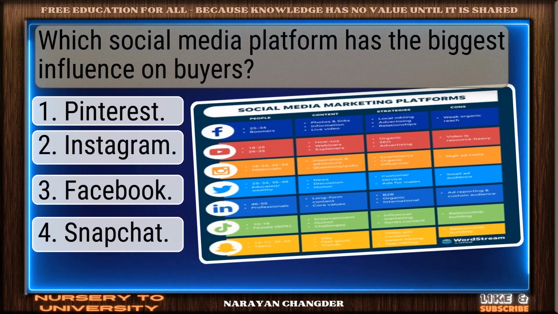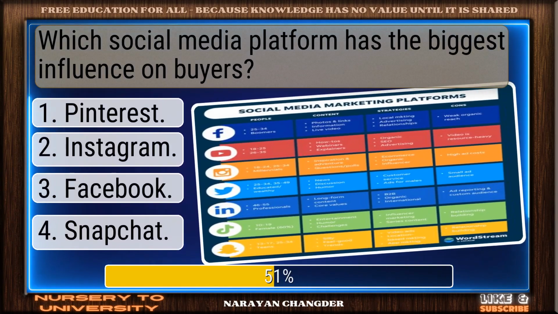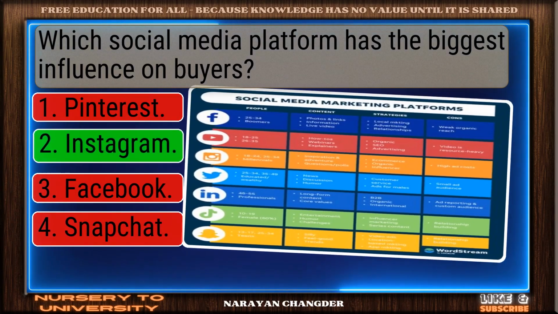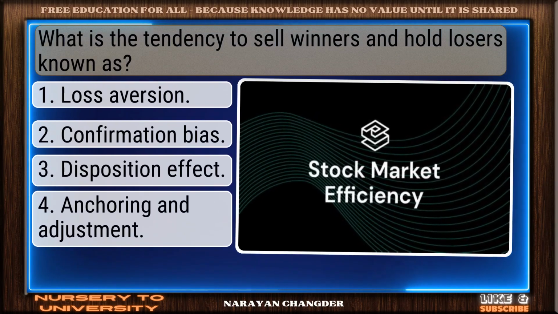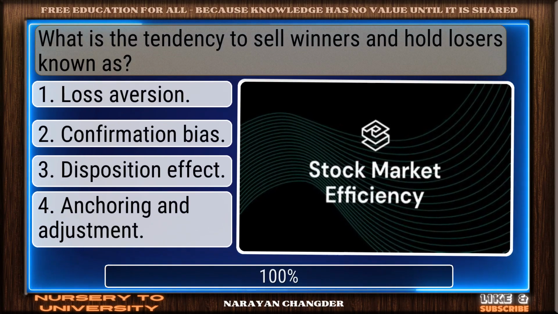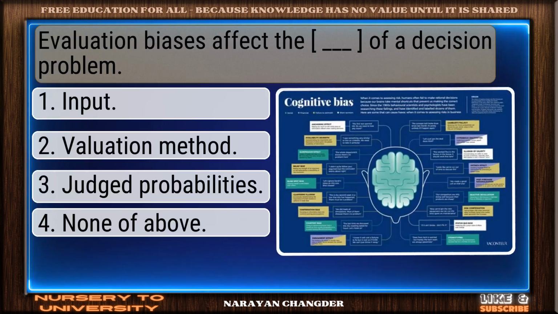Which social media platform has the biggest influence on buyers? Good job. Your answer Instagram works well here. What is the tendency to sell winners and hold losers known as? Smart move. Disposition effect is an accurate answer.